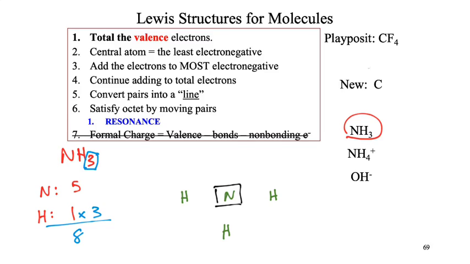Because it's the most electronegative. Electronegative means it's attracting electrons to it. Well, how many electrons can nitrogen possibly eat? 8. It can achieve an octet. Okay? Why an octet?